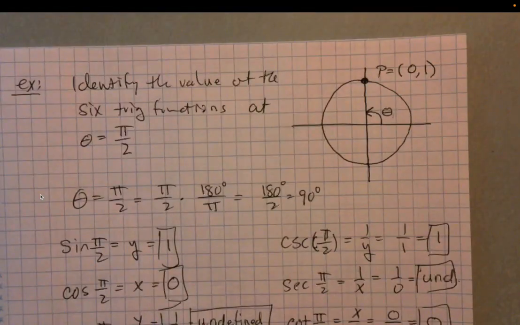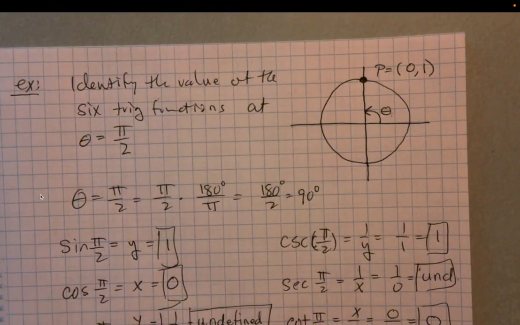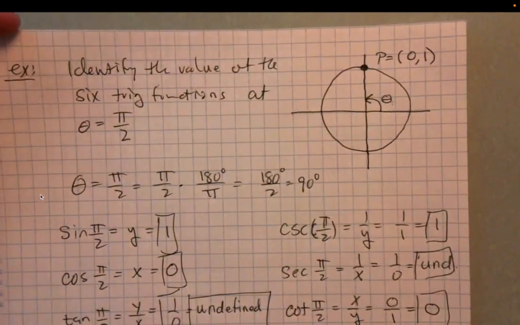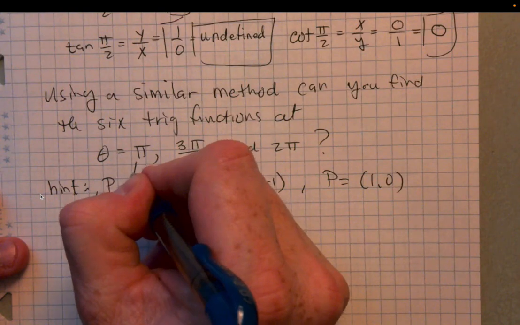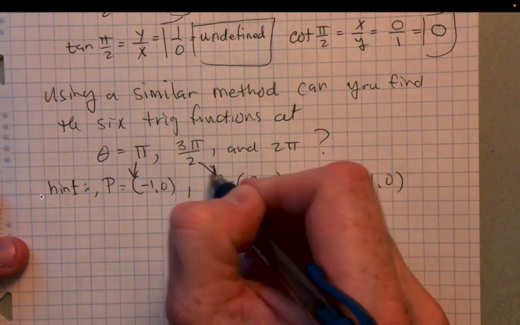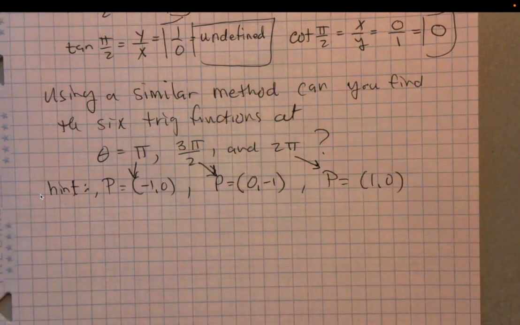Just like here, p was equal to 0, 1, and that's the key to finding the trig functions at theta equals pi over 2. At these other 3, you have this one, and this one. So spend the time and practice and make sure that you can understand that idea, and make sure that you can get to those values.